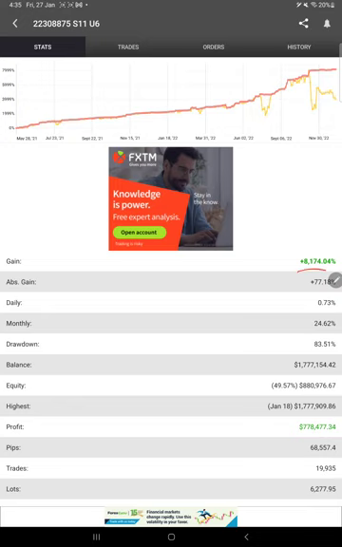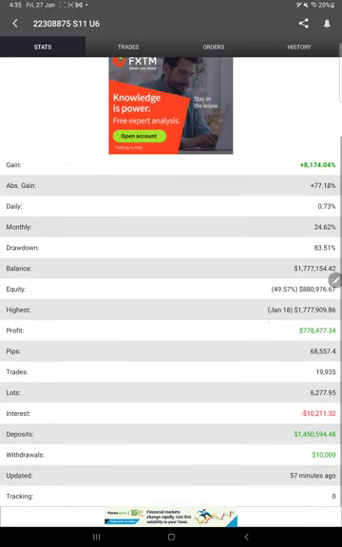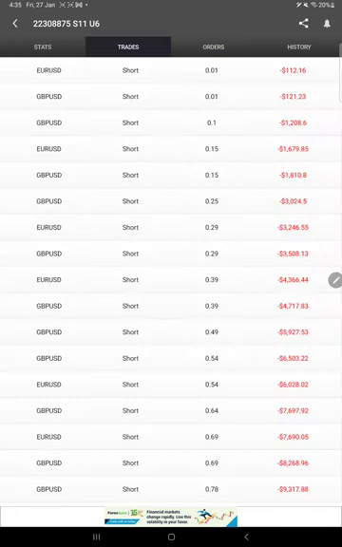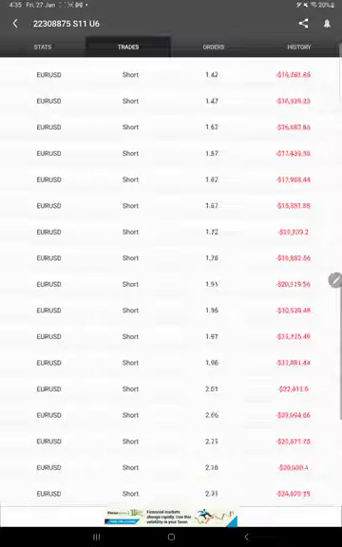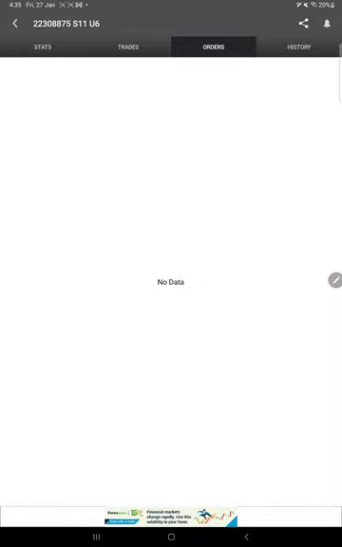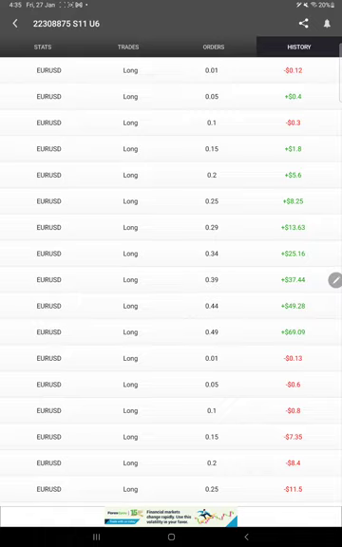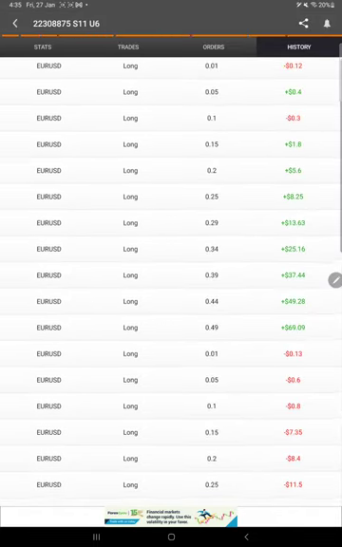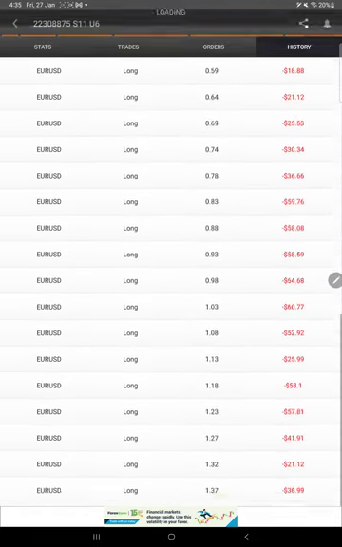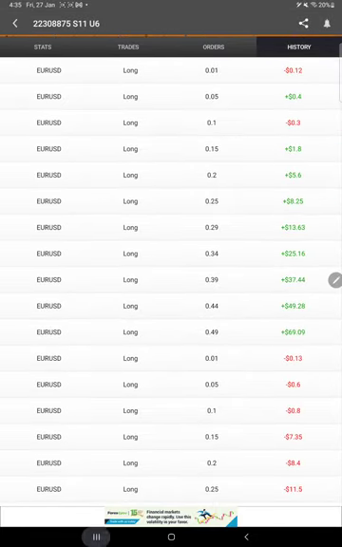Here is the total gain, 8174.04%. Daily 0.73% and monthly 24.62%. And you see this MyFXBook was updated just 57 minutes ago. This is the recent update right now. And here are all the open trades, and if there is any pending order, it will show here. And here is the closed trade history. It will take some time to load. Here you will find all the trade history.